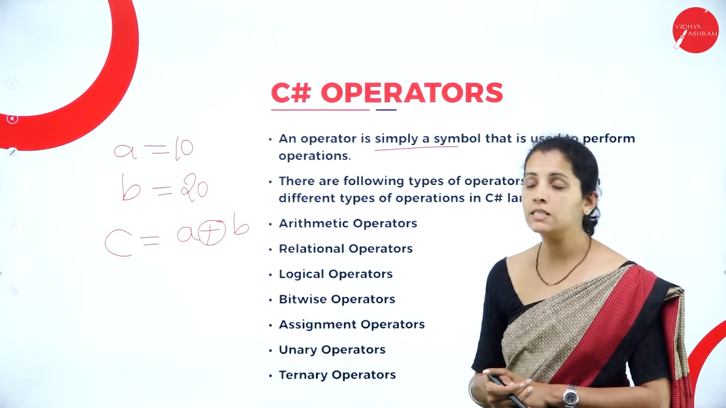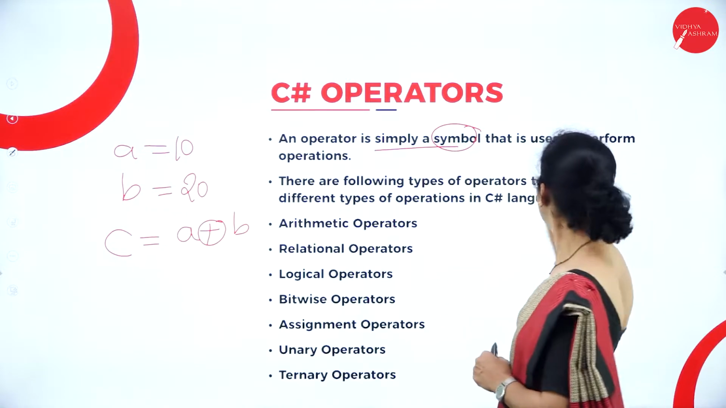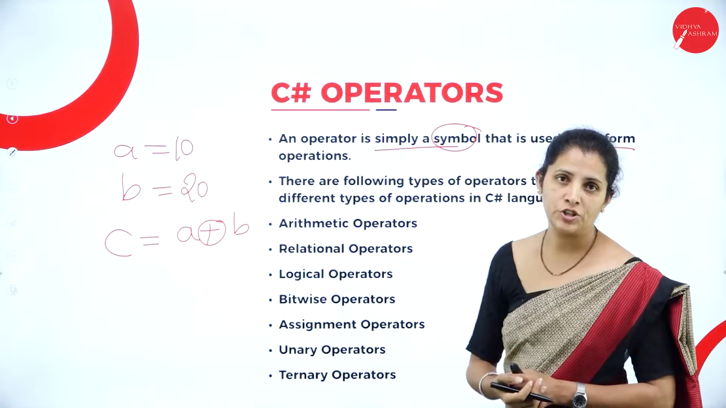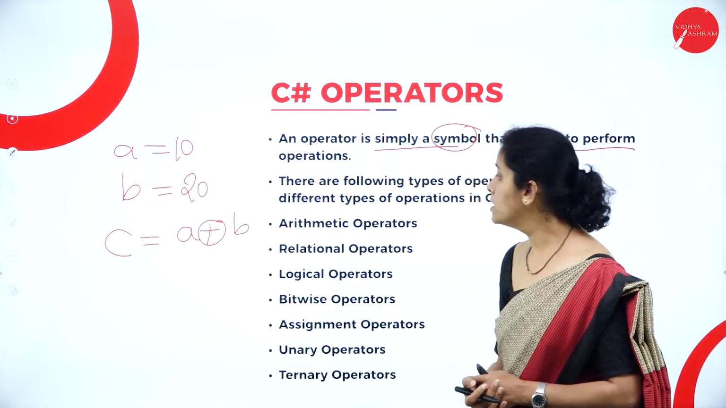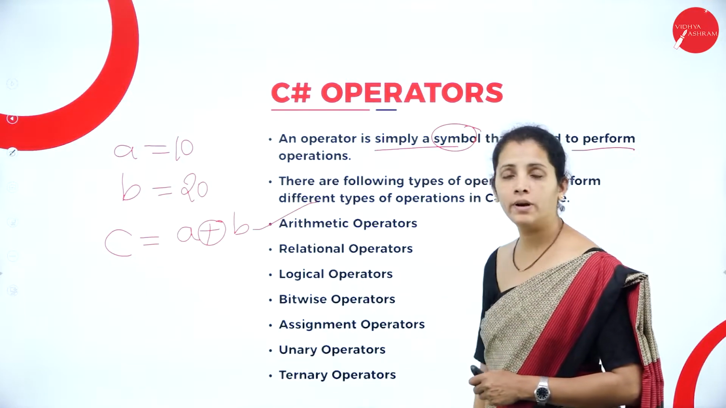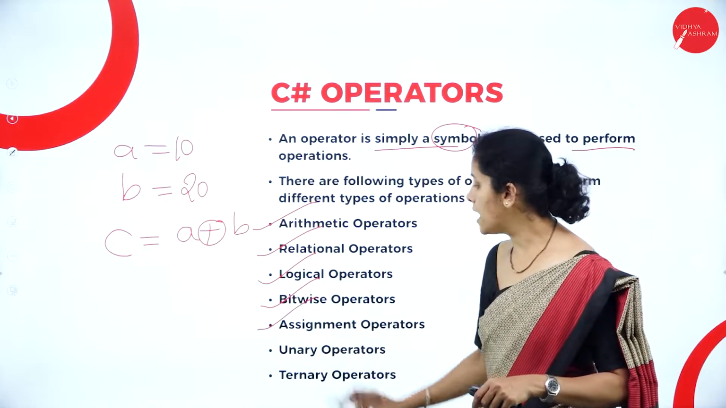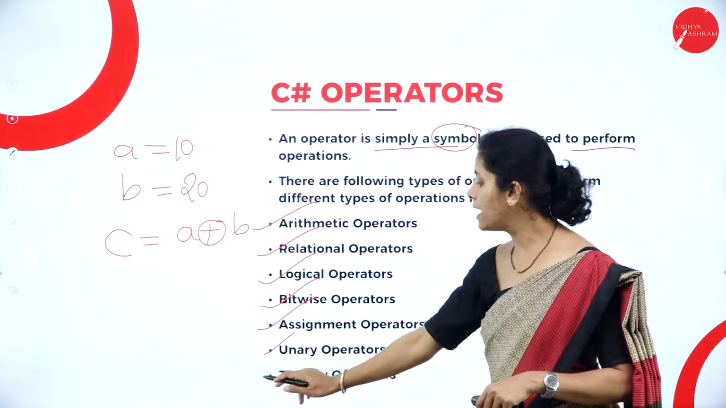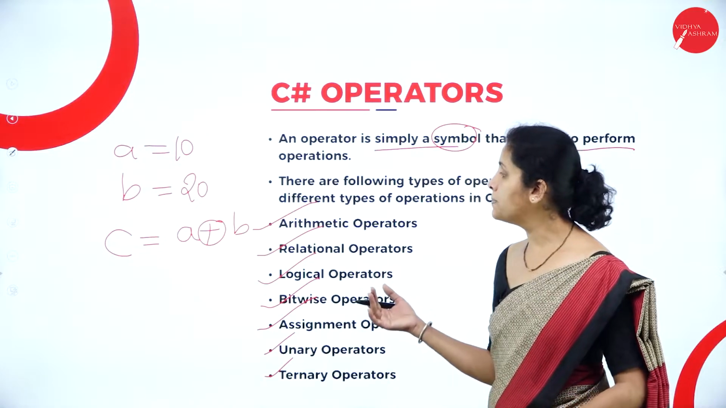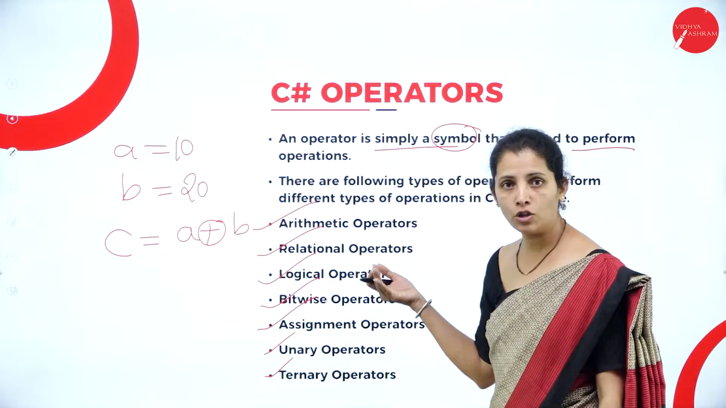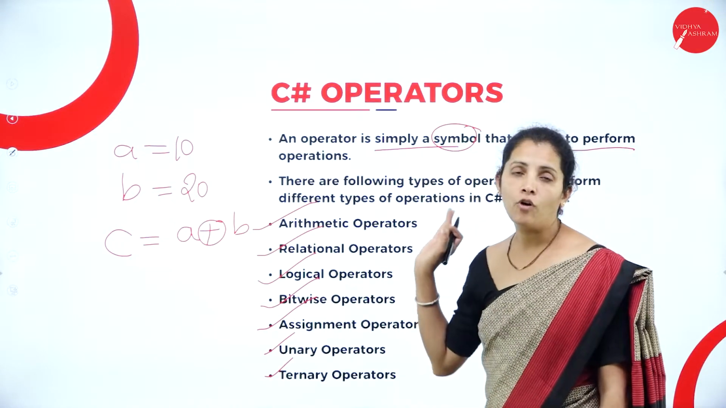So here operators are nothing but the symbols that are used to perform operations. And what are the operations we can perform? That is arithmetic operator, relational, logical, bitwise, assignment, unary operator and ternary operator. So dear student, before going to explain arithmetic, relational or logical operators, let me explain the types of operators.